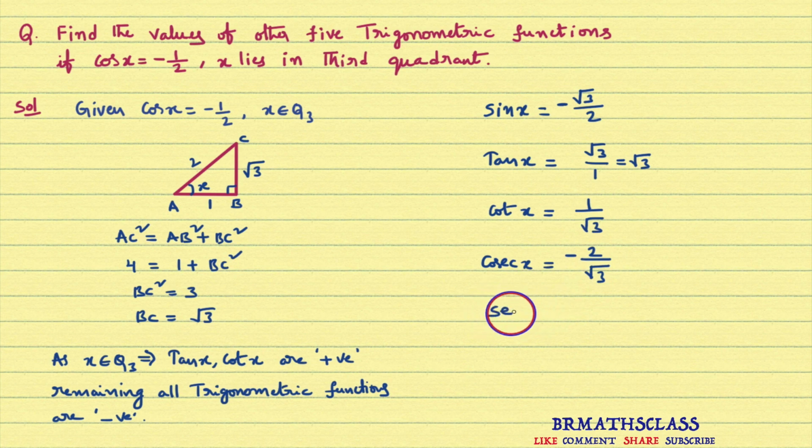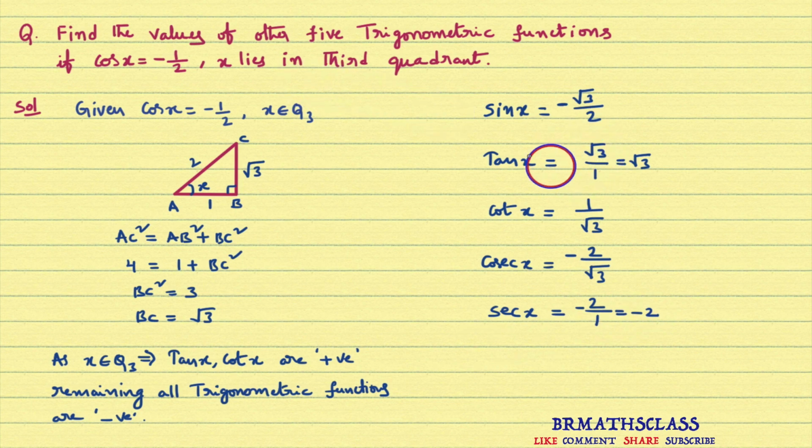Now we will see what is secant x. Secant x, as per the definition, is defined as hypotenuse divided by adjacent side. Hypotenuse is 2, divided by adjacent side, which is 1. As x lies in the third quadrant, what will you say about secant x? Secant x is negative. So this is minus 2 divided by 1, which is the same as minus 2.